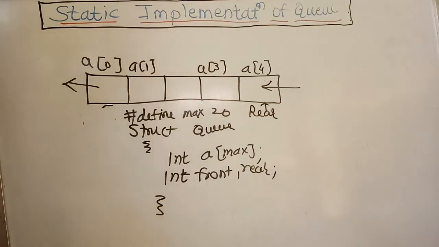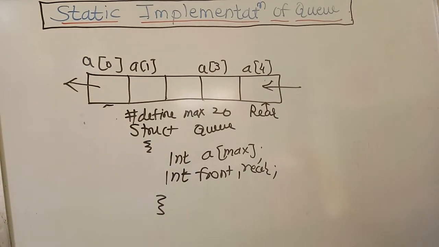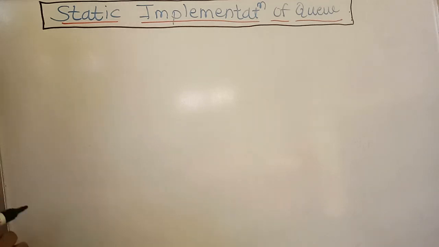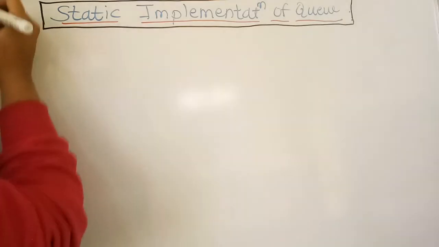Now the operations available with the queue are create, is empty, is full, then insert, delete. We will see them with the help of programming. Now we will see the different functions related to queue with the help of an example, means programming.